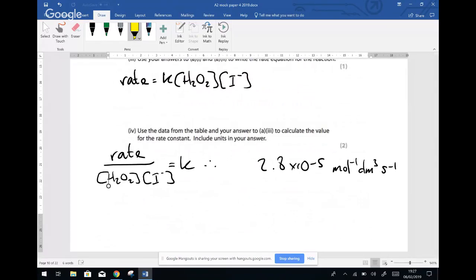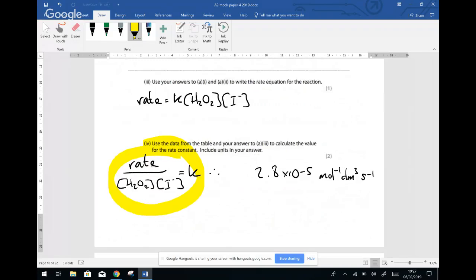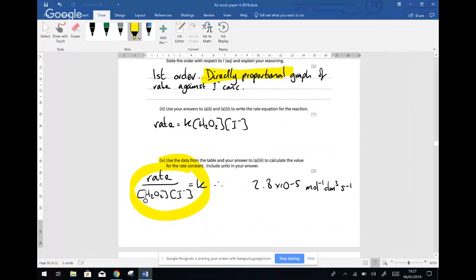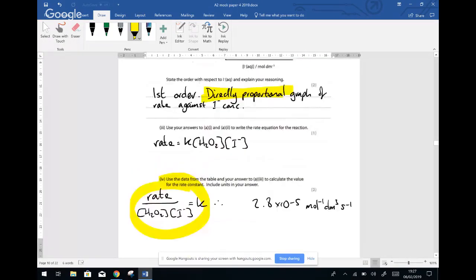Right. So first thing I've had to do, and notice I show my working, is reorganize the rate equation that I have just written above to make K the subject of the formula. So I reorganized to put K there, and then, guys, I chose a complete string of data.